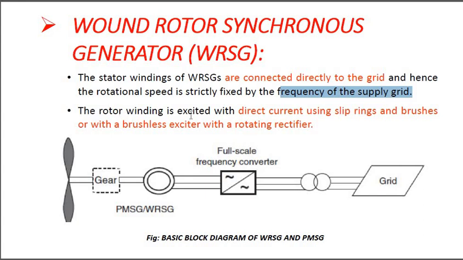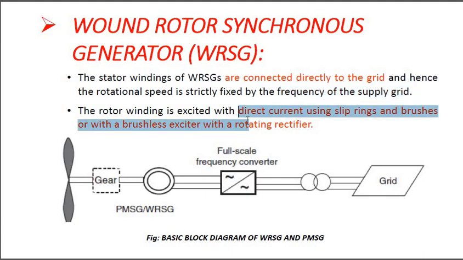So the rotor winding is excited with direct current using slip rings and brushes, or with a brushless exciter with a rotating rectifier. So we can excite the rotor winding by using direct current, slip rings and brushes, or with the rotating rectifier. We can use a rotating rectifier as well for the DC power supply to the rotor side.